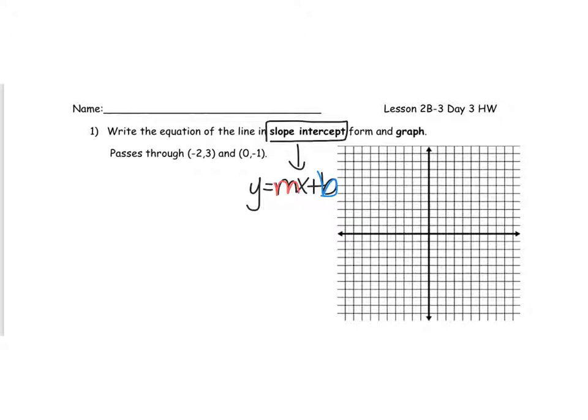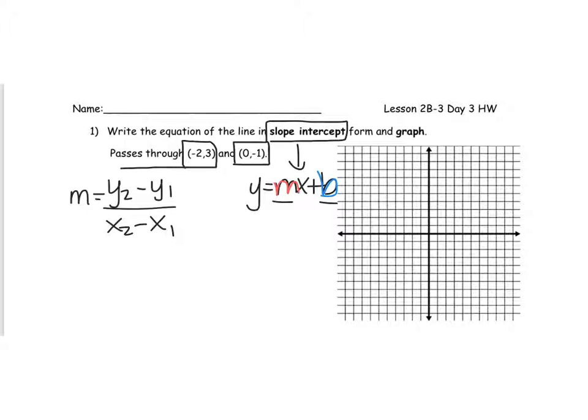We're given this information. The line passes through the points (2, 3) and (0, -1). Now, remember we need a slope and a y-intercept. We are not given a slope, but we are given 2 points. So the first step is to calculate our rate of change by doing y2 minus y1 over x2 minus x1. So let's say that this is our x1, y1, and this is our x2, y2. And let us calculate that slope.